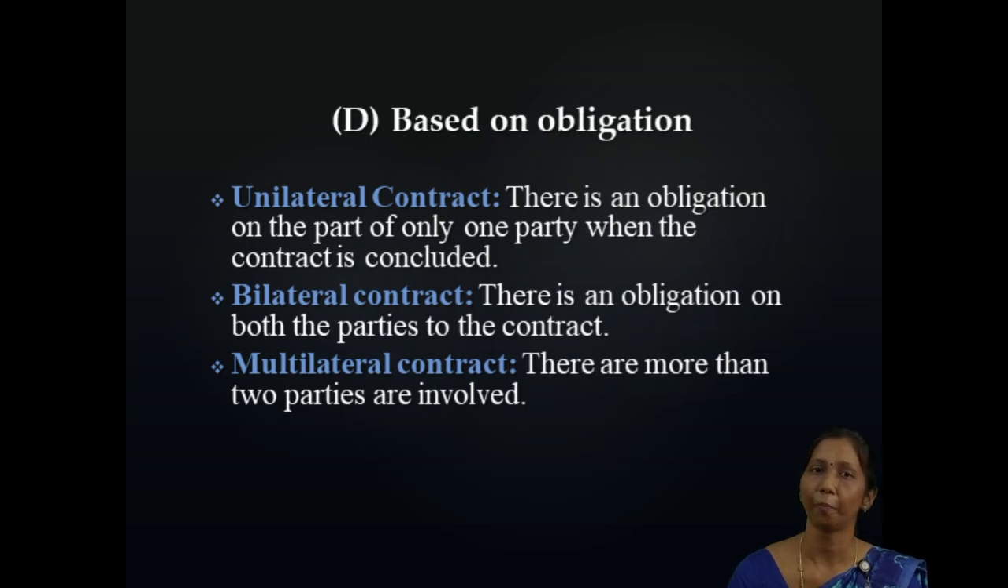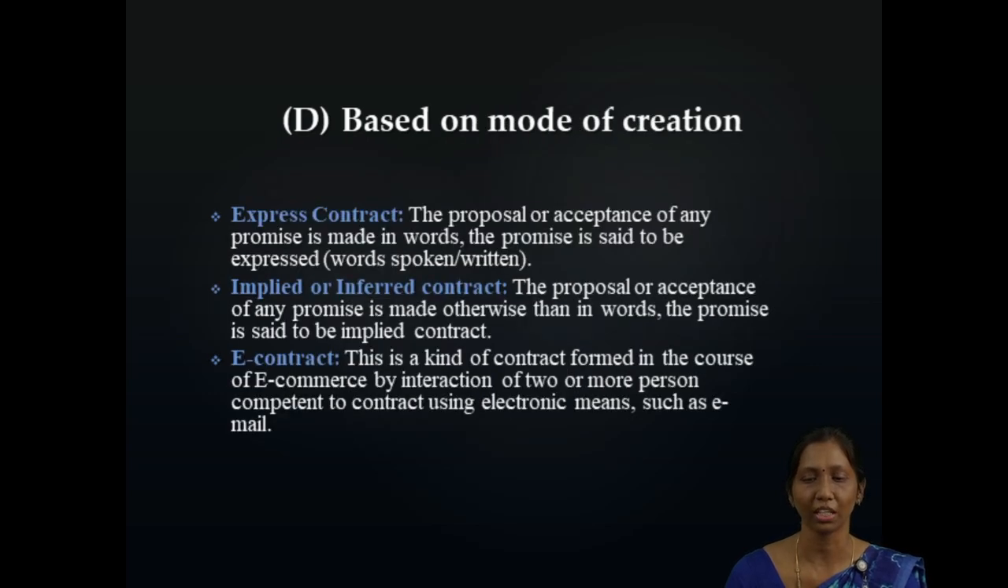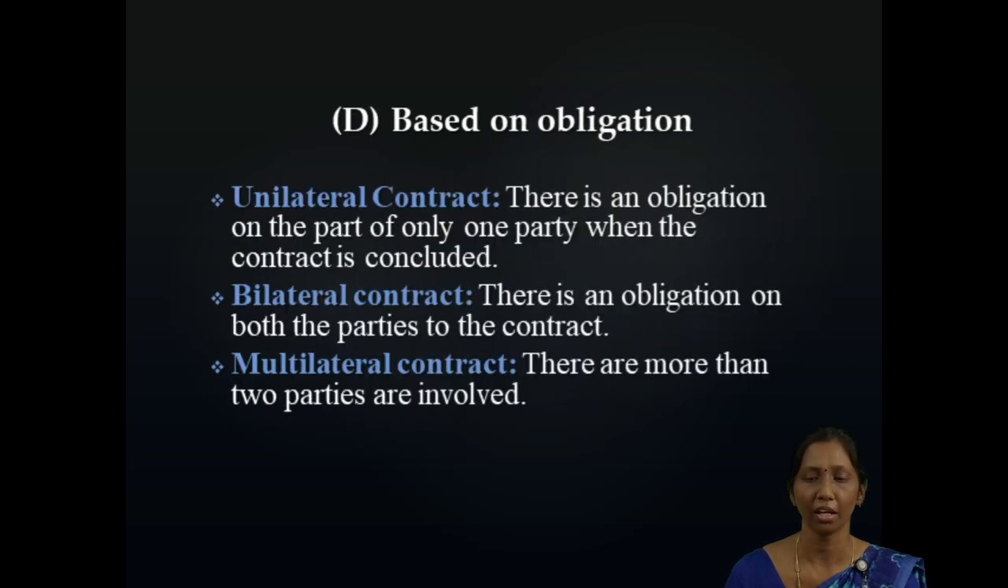For example, if A and B have a house property and both are willing to sell the property, two parties are involved, and the buyer also. So if more than two parties are involved, because there are two sellers and one buyer, here there are three parties involved. In this case we can say it is a multilateral contract. So these are the contracts based on the obligation.